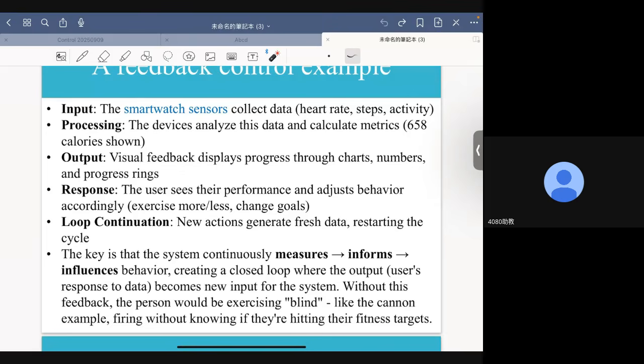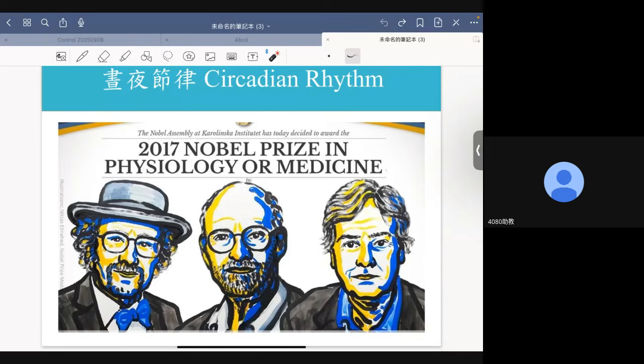Now, this is also a feedback control. Typically, we call it biomedical feedback, okay? It is very important. Let me put it this way, okay?